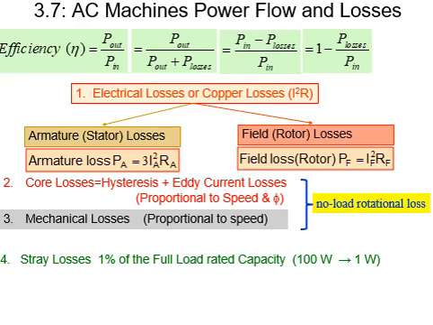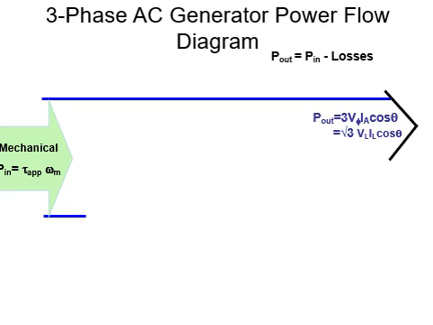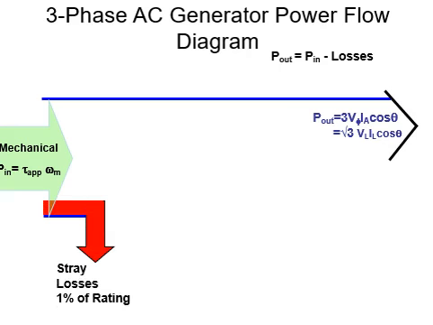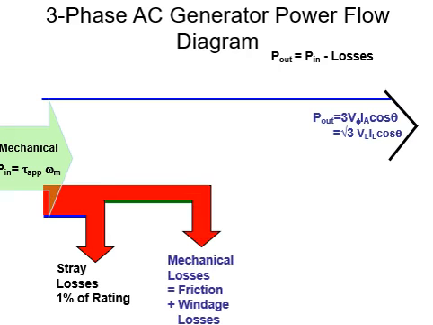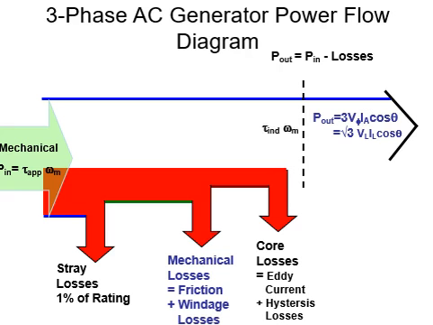So we can see from the AC generator power flow diagram that mechanical power is input, and then a number of losses are experienced, and then the power is converted from mechanical to electric power at this point.